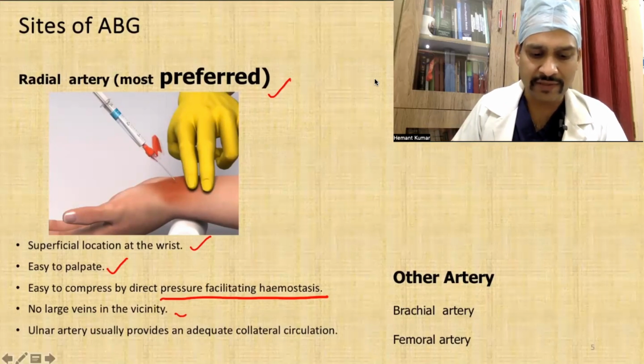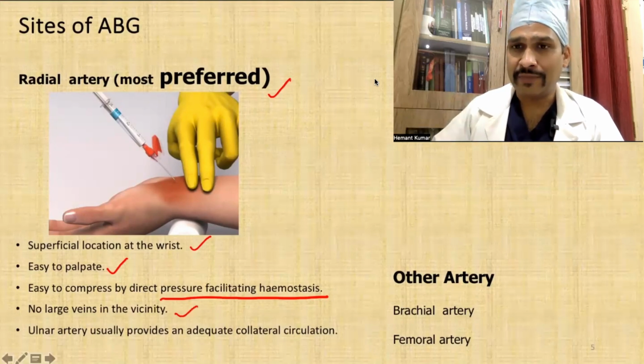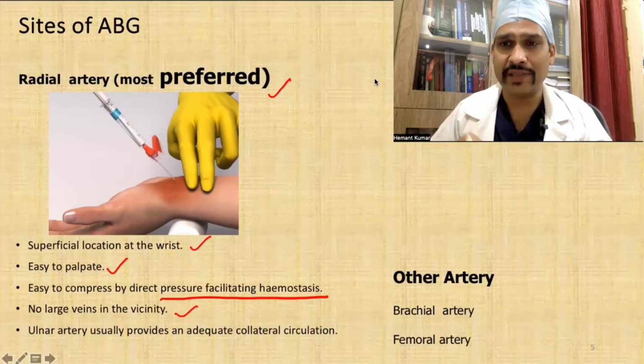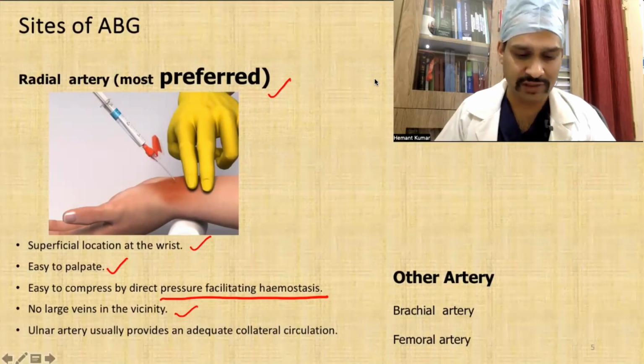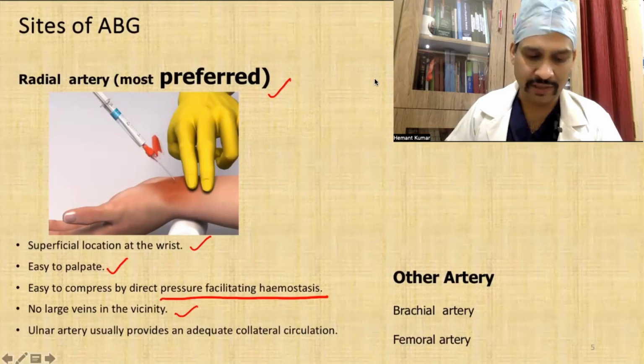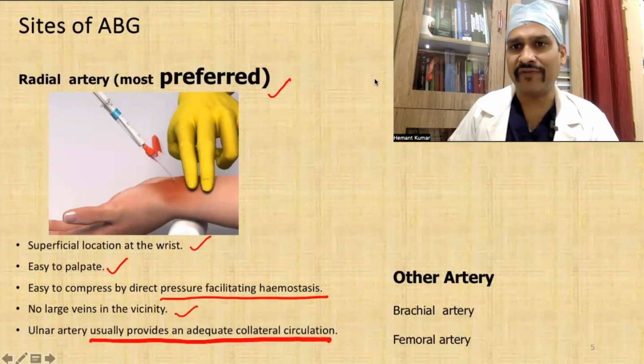And no large vein in the vicinity. Many times, the arterial system is going along with a vein. So whenever we are taking ABG, most of the time we puncture the vein, so it gives a false result. So in radial artery, no large vein in the vicinity. And ulnar artery provides adequate collateral circulation.